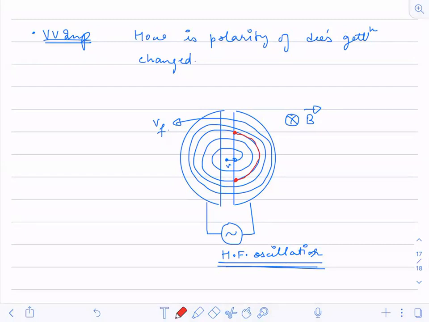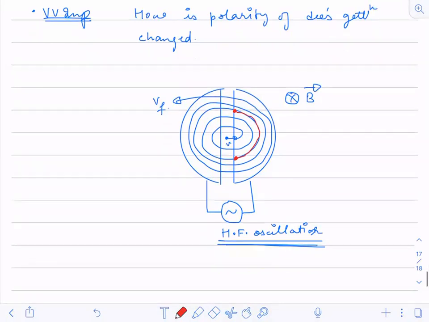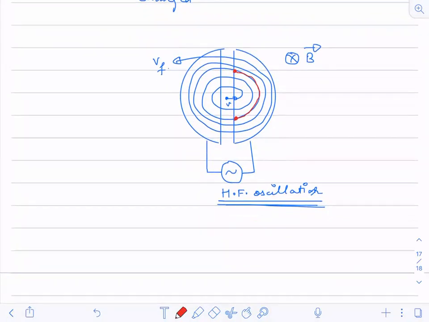Yes or no? For every half circular motion of the particle, the polarity of the D has to be changed, correct? So how will you set the frequency of the oscillator? It is actually at half of the total time period. Okay. What is time period?